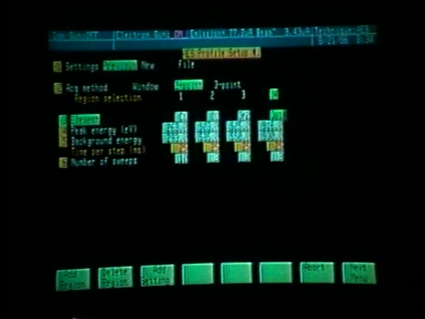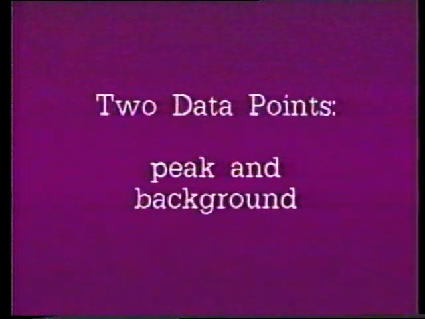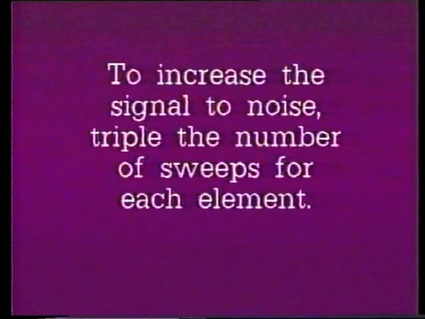We had also mentioned earlier that during a window acquisition, we look at a number of data points. Therefore, it slows down the acquisition. We will now be looking at only 2 data points, peak and background. So what I would like to do to increase the signal to noise is we will triple the number of sweeps for each of the elements.